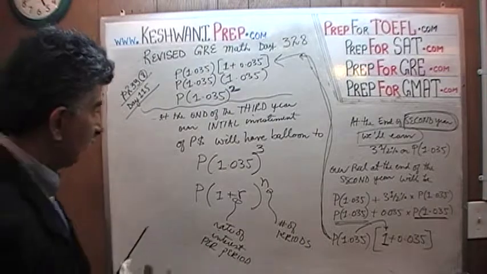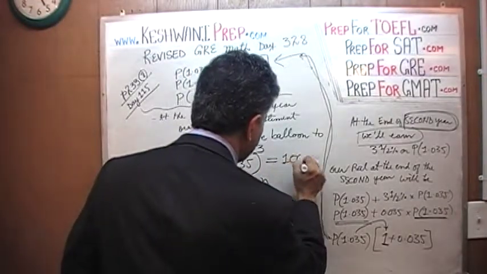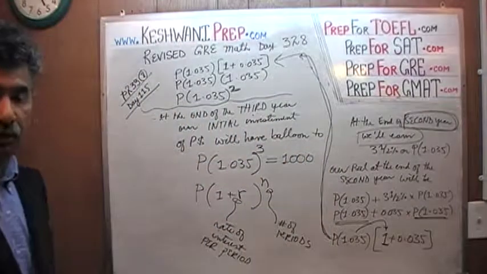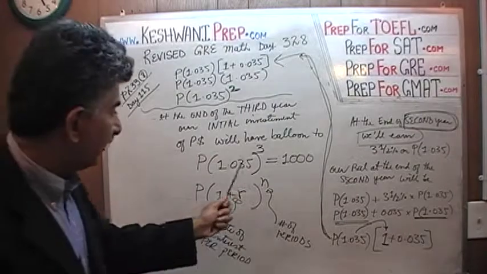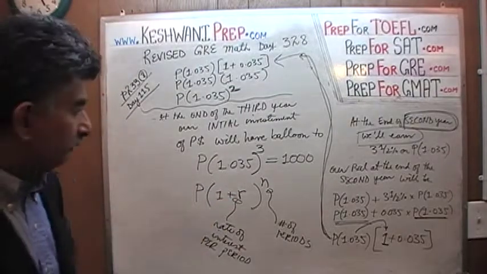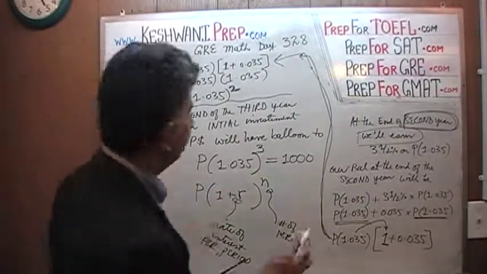We are done. We want this amount to be equal to $1,000. That's it. All we have to do now is solve this equation for P. Divide both sides by this amount, we will have a P by itself. Let's do it over here. I don't want to erase this part here.